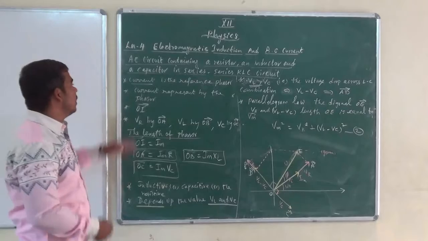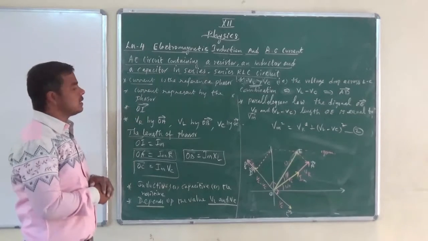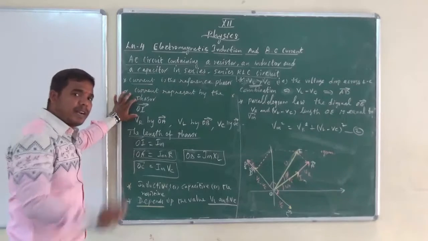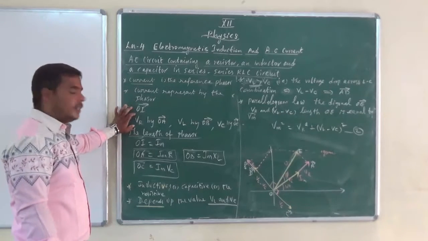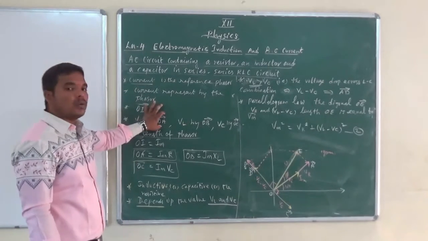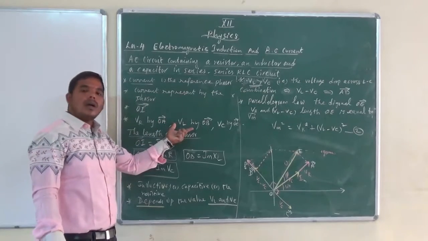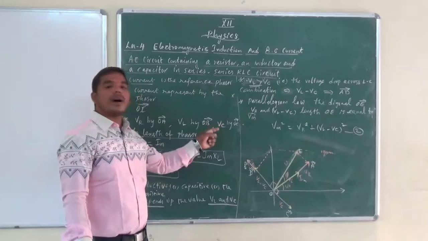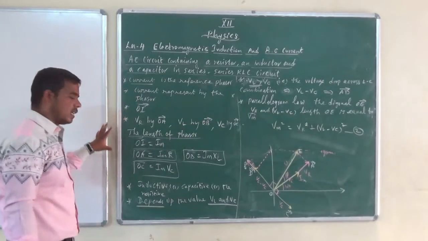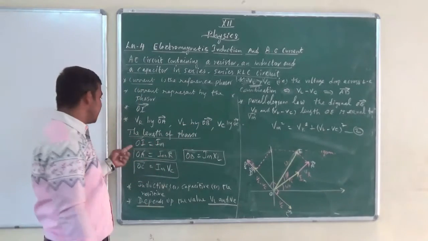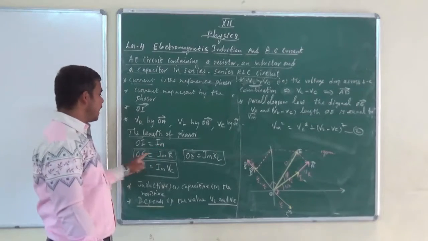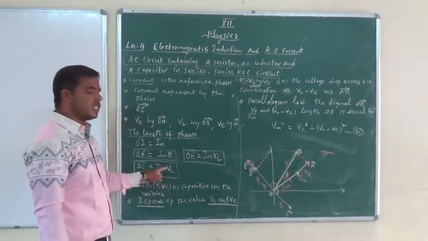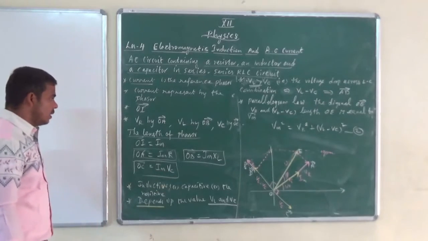So once again I explain. Current is the reference phasor, represented by the vector OI. The voltage in the resistor is represented by the OA vector. Similarly VL is represented by the OB vector, and OC represents VC, the voltage drop across the capacitance. The length of phasor OI is IM, OA is IM into R, OB is IM into XL, and OC is IM into XC.